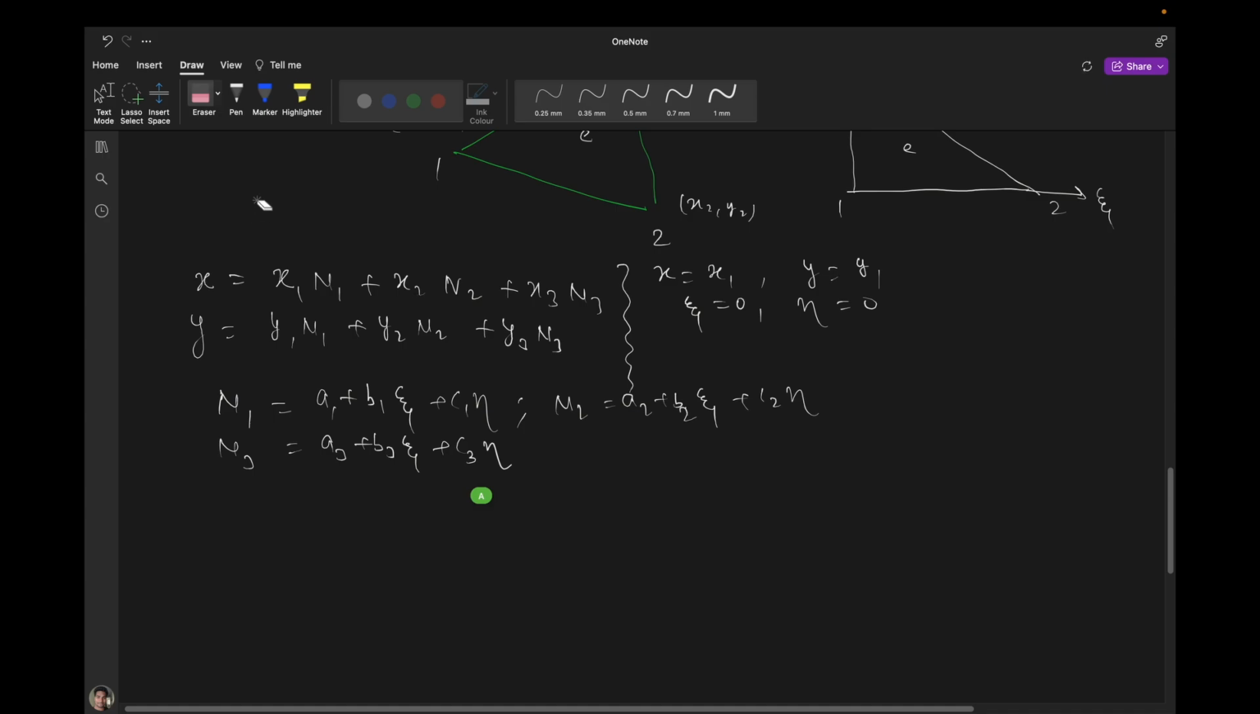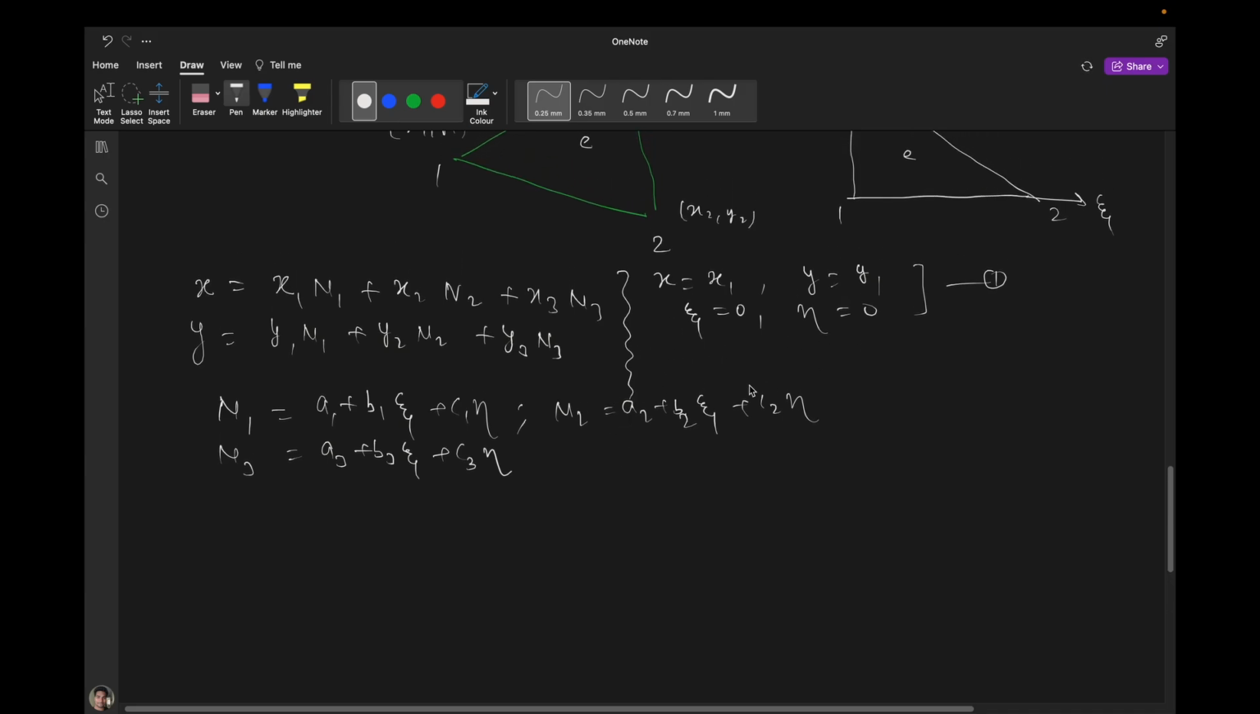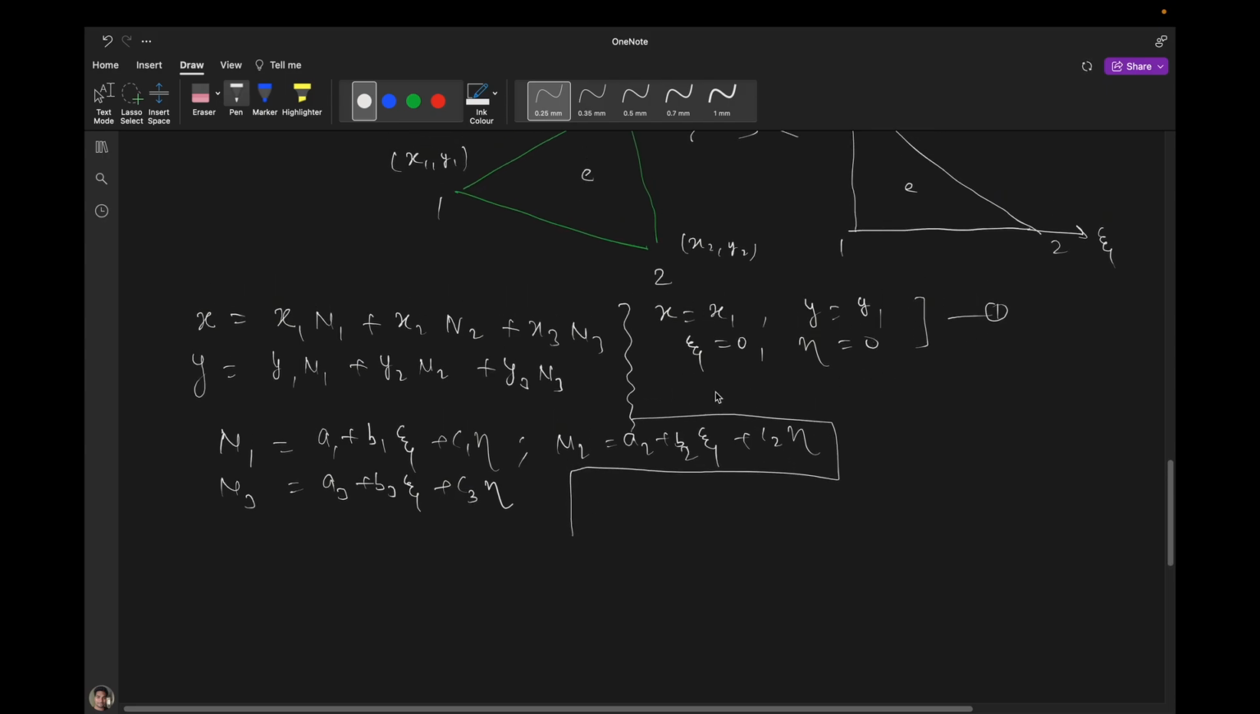Okay, and when I substitute everything here and solve, this is the first condition. Similarly, the second condition is if x equal to x2 and y equal to y2, then xi should be equal to 1 and eta should be equal to 0.